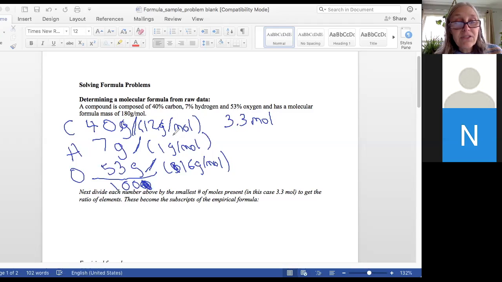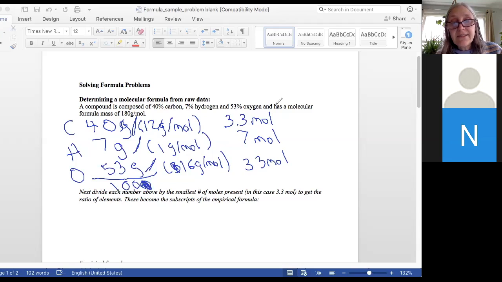And then for this one, that's just 7 moles. 7 divided by 1 is 7. And then we've got 3.3 moles of this. So that's basically, if we had 100 grams, that's how many moles. Now we need to figure out the ratio.